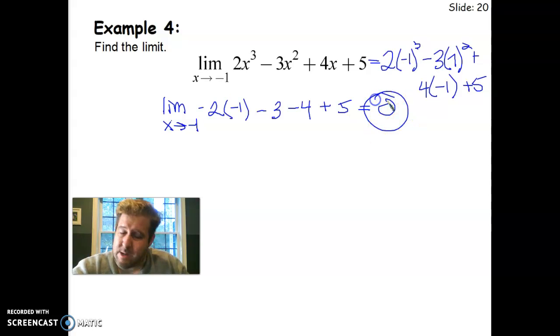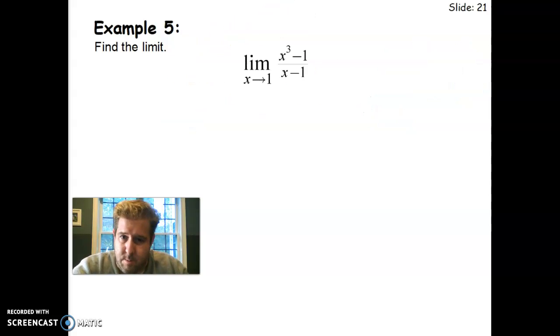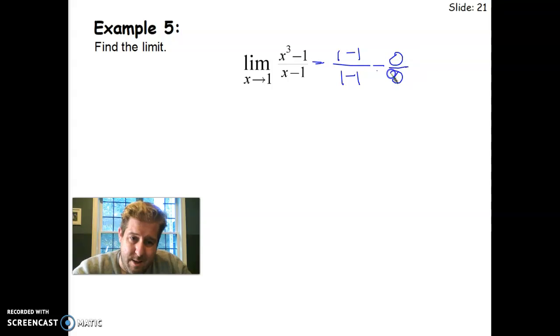2 minus 3 is negative 1. Okay, looks like the answer is 0. That is the answer. That's not an indeterminate. Remember, indeterminates would have to be 0 over 0. So that does have an answer. All right, so this question, if I plug 1 in here, by the way, 1 cubed is still 1. 1 minus 1 over 1 minus 1, and we get an indeterminate. So plugging in 1 doesn't work, so I need to find some other way of solving.